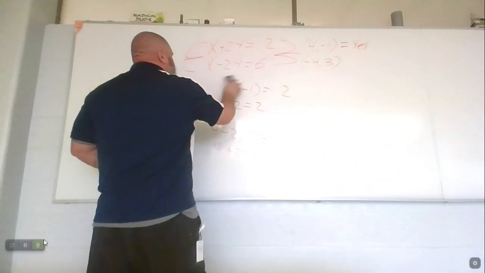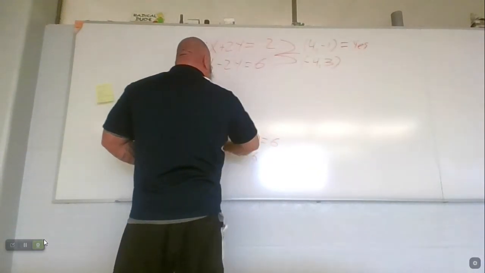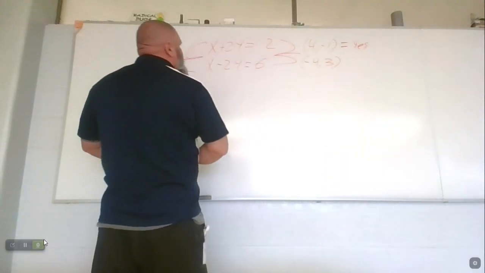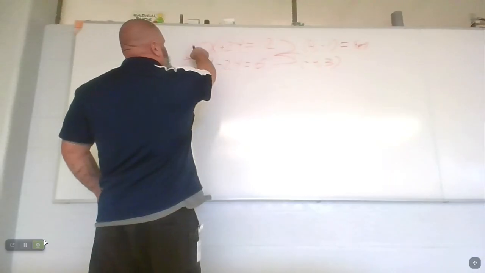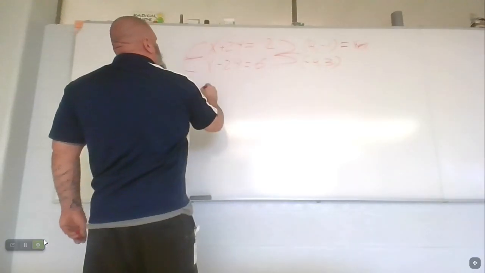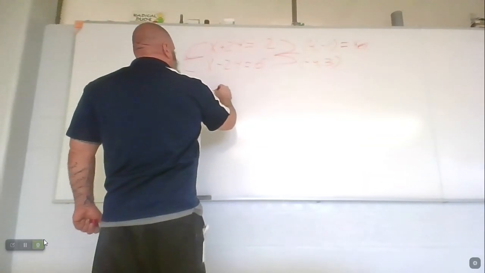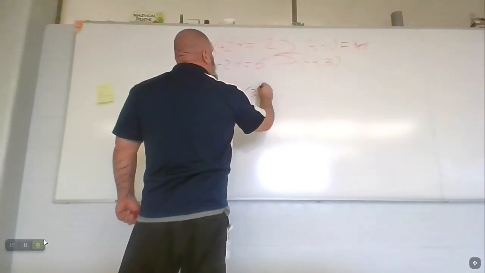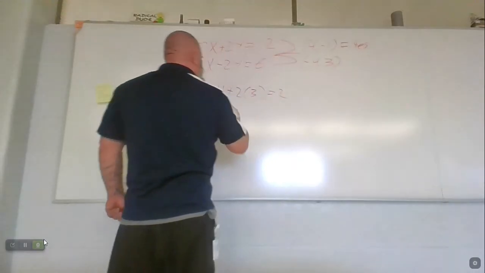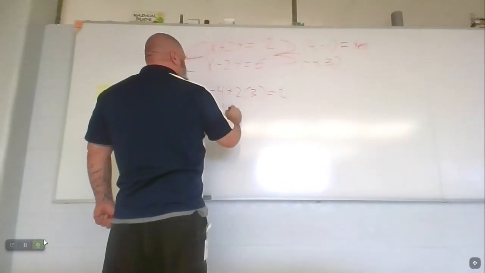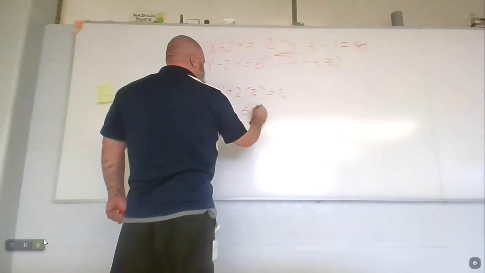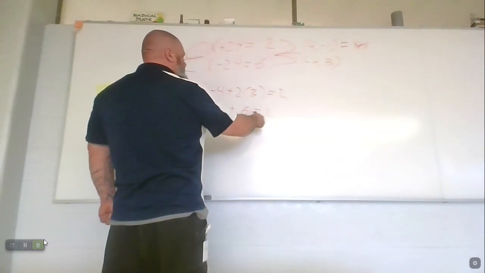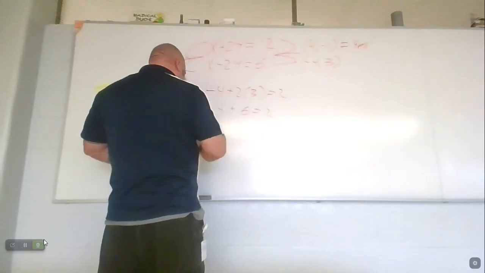Now let's try the point -4, 3. Well, let's do the top one. X plus 2y equals 2. Plug in -4 for x, so -4 plus 2 times 3 equals 2. -4 plus 2 times 3 is 6 equals 2. -4 plus 6 equals 2, so it works for the first one.